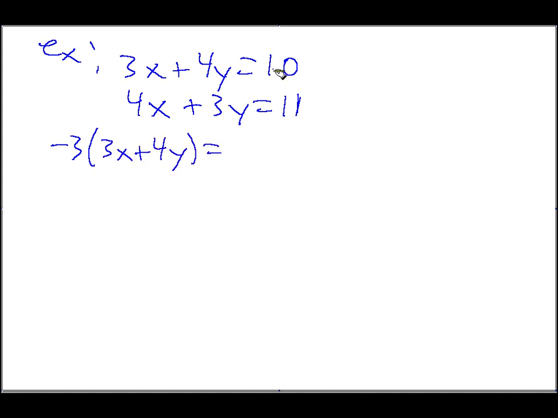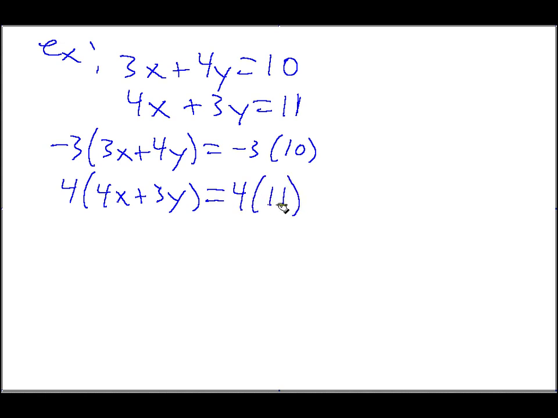equal to, again, you've got to multiply to both sides, otherwise you're changing the equation. So you've got to do it to the left side and the right side. Negative 3 times 10. All right, can we see that? And down here, I want to get a positive 12 from the 3. Well, that's not too hard. Just multiply by 4 then to get positive 12. So multiply both sides of the second equation by positive 4 in this case. So 4 times 4x plus 3y, all right, on the left-hand side, and then 4 times 11 on the right-hand side. Okay, can we see that?